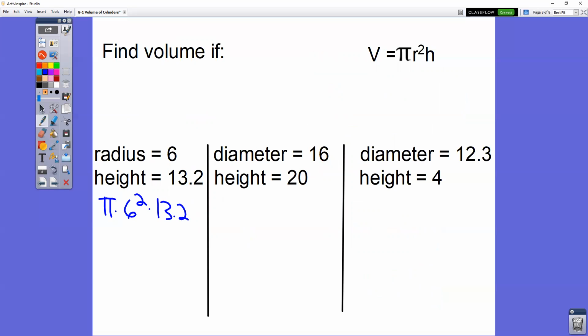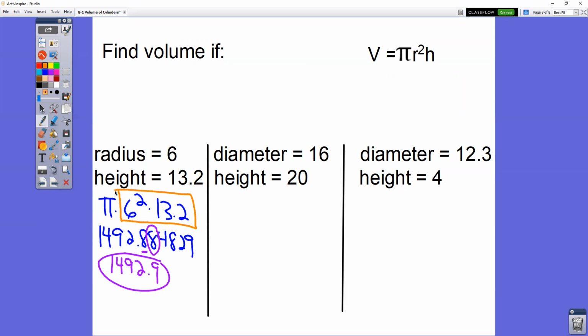If we were rounding to the nearest tenth in this one, you'd have 1,492.884829. Rounding to the nearest tenth, the 8 is in the tenths spot. You have to look at the number after it. So it'd be 1,492.9 if we were rounding to the nearest tenth. If we were putting it in terms of pi, you would just type in 6 squared times 13.2, which gives you 475.2 pi, or pi after it at the end.